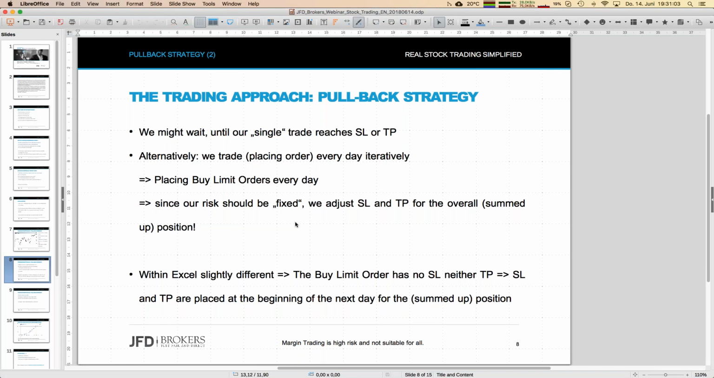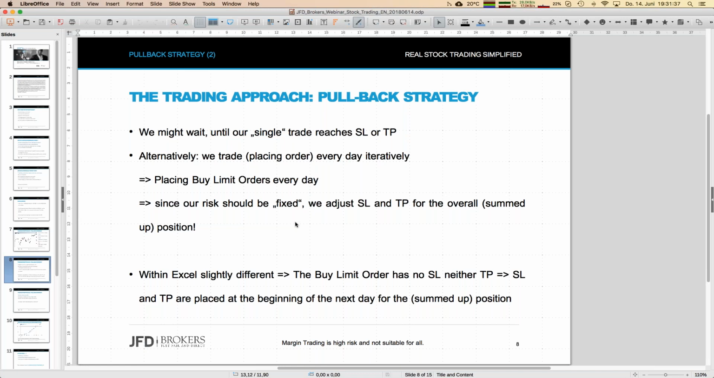In the Excel sheet, we do it a little bit differently, but that is only because otherwise we get a problem with stop loss and take profit, because we are using daily candles, so daily prices for open, high, low, close. We have a problem that we don't know exactly which event is first. So we don't know whether the high is before the low or the low is before the high. So finally, I cannot look into the day.